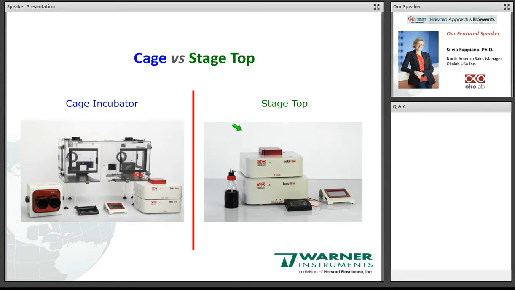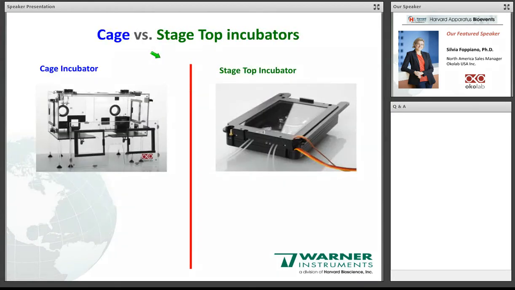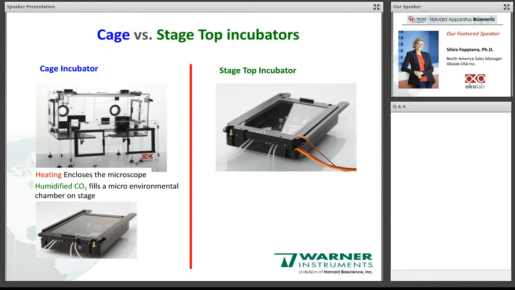Let's get into more details. What is happening in a cage incubation system is that the heating encloses the entire microscope. And you are filling a microenvironmental chamber located on the stage with humidified CO2. Whereas in a stagetop incubation system, both heating and gas conditioning occur in the microenvironmental chamber on the stage. I'd like to point at similarities and differences between these two small microenvironmental chambers.